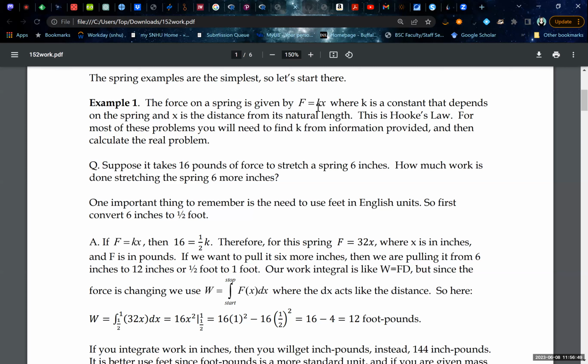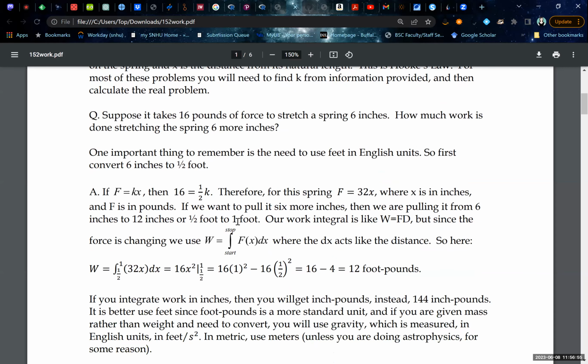But let's look at a particular example and see how this is set up. In this case, the question says that it takes 16 pounds of force to stretch a spring 6 inches. Yes, sometimes you have to deal with English units and not SI units. How much work is done stretching the spring 6 more inches?